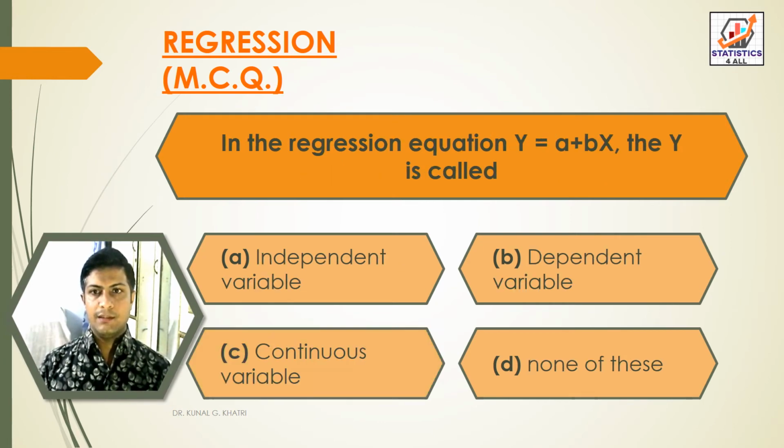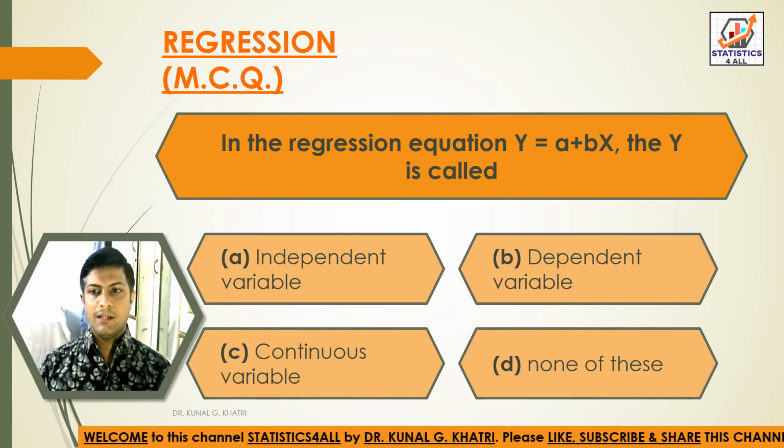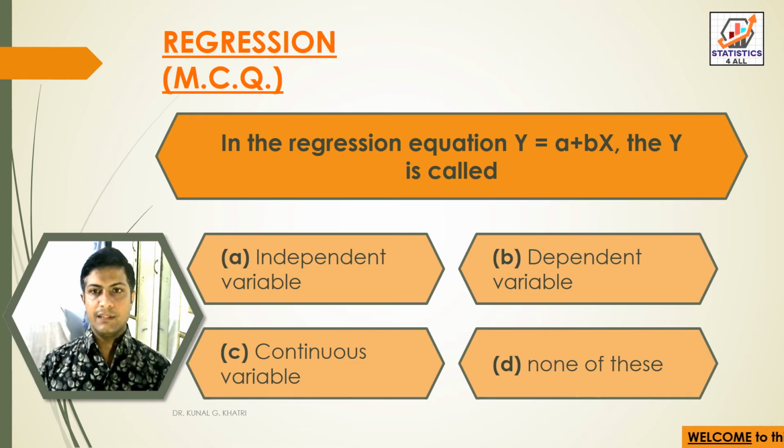Next question. In the regression equation y is equal to a plus bx, the y is called option A independent variable, option B dependent variable, option C continuous variable, option D none of these. So here we have answer option B, dependent variable. In the regression equation y is equal to a plus bx, the y is called dependent variable.